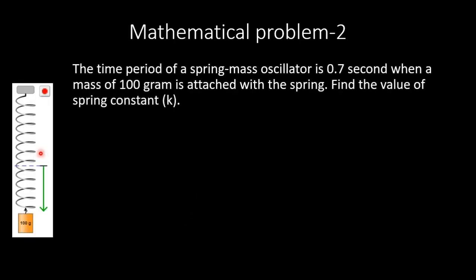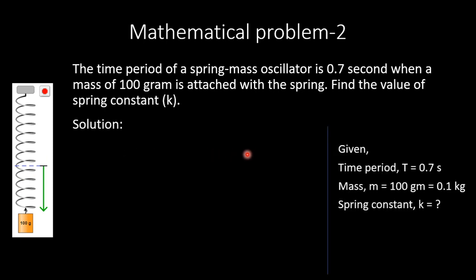As a second example of a mathematical problem, the time period of a spring mass oscillator is 0.7 second when a mass of 100 gram is attached to the spring. Find the value of spring constant k. So you are given a spring and you have loaded a 100 gram mass at the bottom of it, and it vibrates upward and downward, requiring a time of 0.7 seconds to complete an oscillation. You have to determine the spring constant value k.